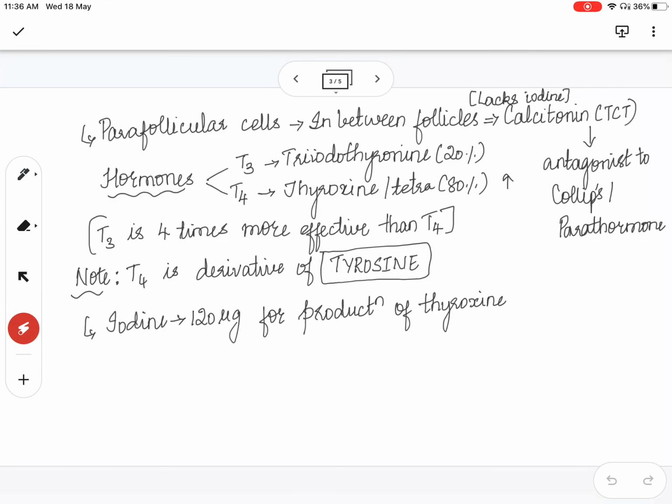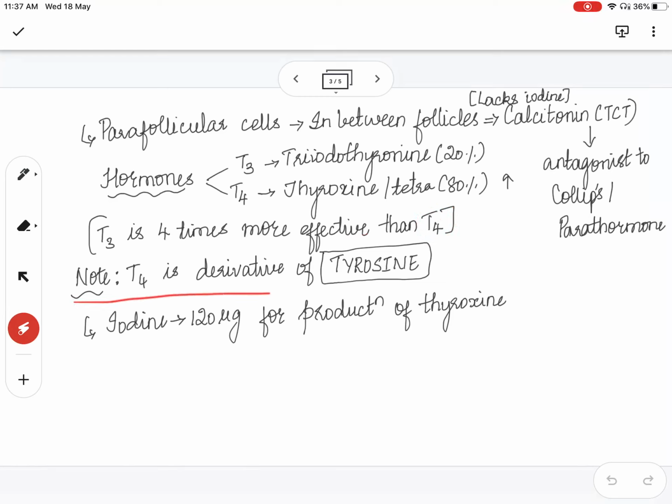Okay, then coming to the next one, now we know that parafollicular cells are secreting calcitonin. What are follicular cells secreting? They are secreting two categories of hormone, that is triiodothyronine, and thyroxine, also known as tetraiodothyronine. 20% of T3, 80% of T4, but the majority is which one? T4 in number. But who is more effective? And the answer is T3 is 4 times. How many times? 4 times more effective when compared to that of T4.